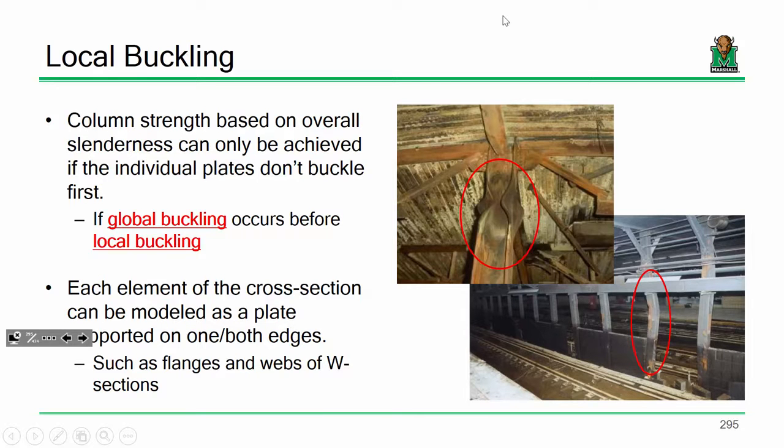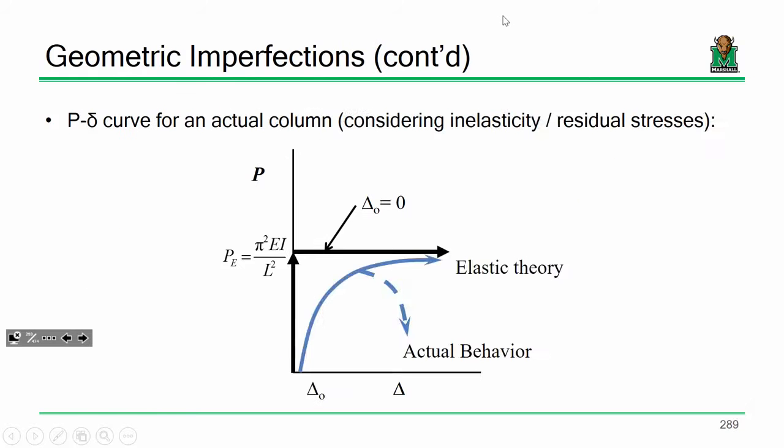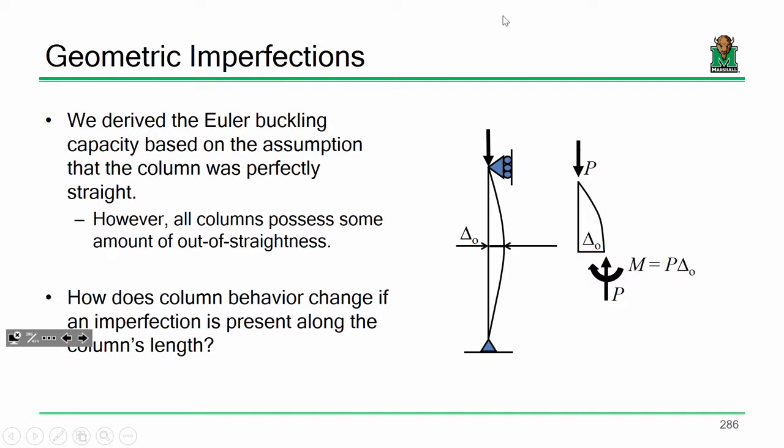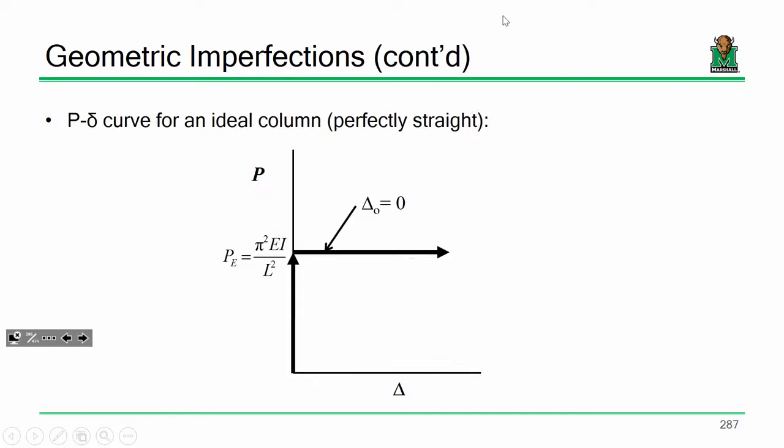So global is on the left and local is on the right. Let me put it like this. Are you okay with the understanding that this is an example of local buckling? Okay, let me go back a little bit. This is better. This would still be an example of global buckling. I mean the whole column going out.